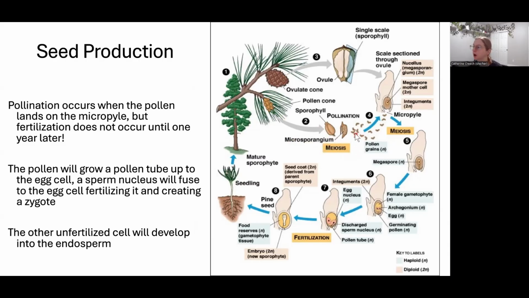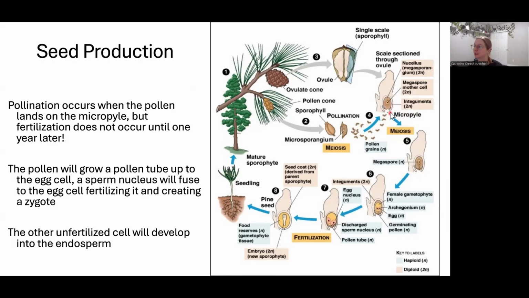They will produce pollen. That pollen will fly through the air and hopefully land on the micropyle of a female of the same species. Once that occurs, we say that pollination is done. But from pollination to fertilization, it takes a full year. So that's what I mean by these are long-lived but late bloomers. The whole thing is slow.